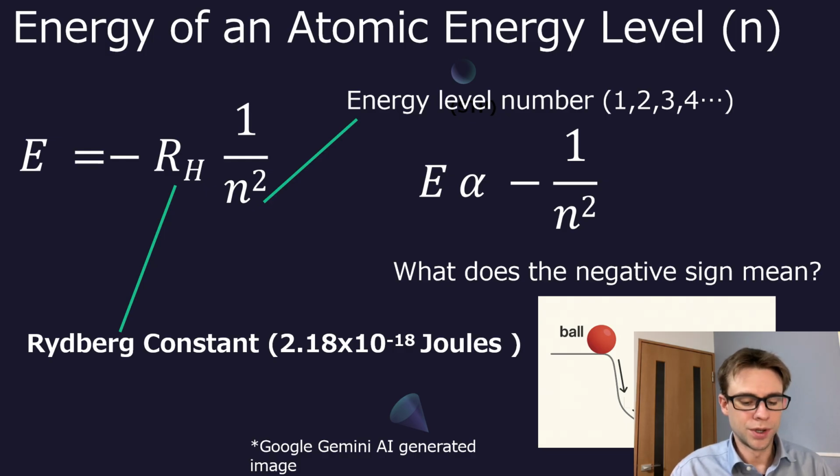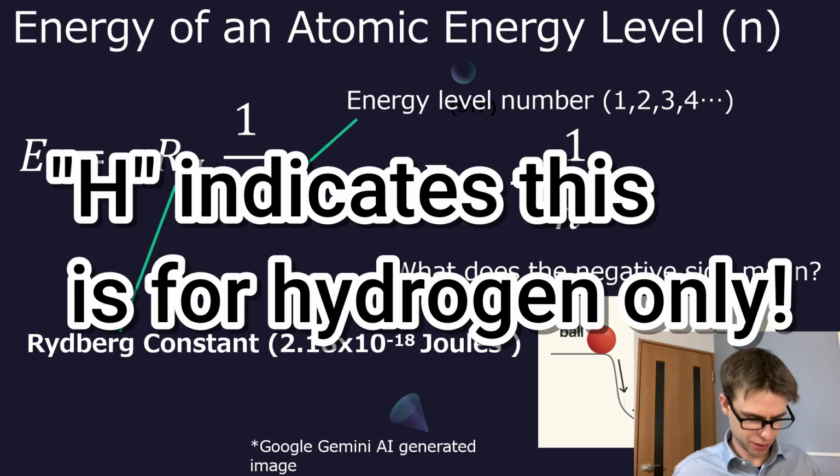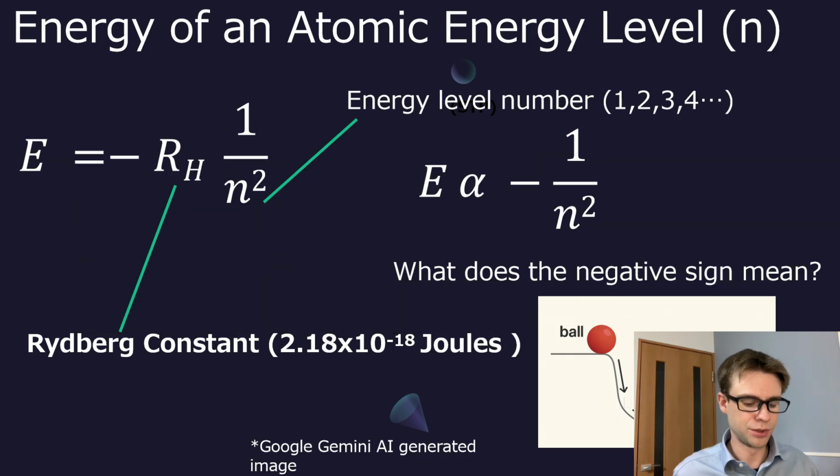It can be 1 or 2 or 3 or 4 or 5 all the way up to infinity, but it cannot be anything else. It can't be 1.5 or 2.6 or whatever. Only integer numbers for those levels. Then RH is what's known as the Rydberg constant, specifically the energy unit version of the Rydberg constant. It is 2.18 times 10 to the minus 18 joules.